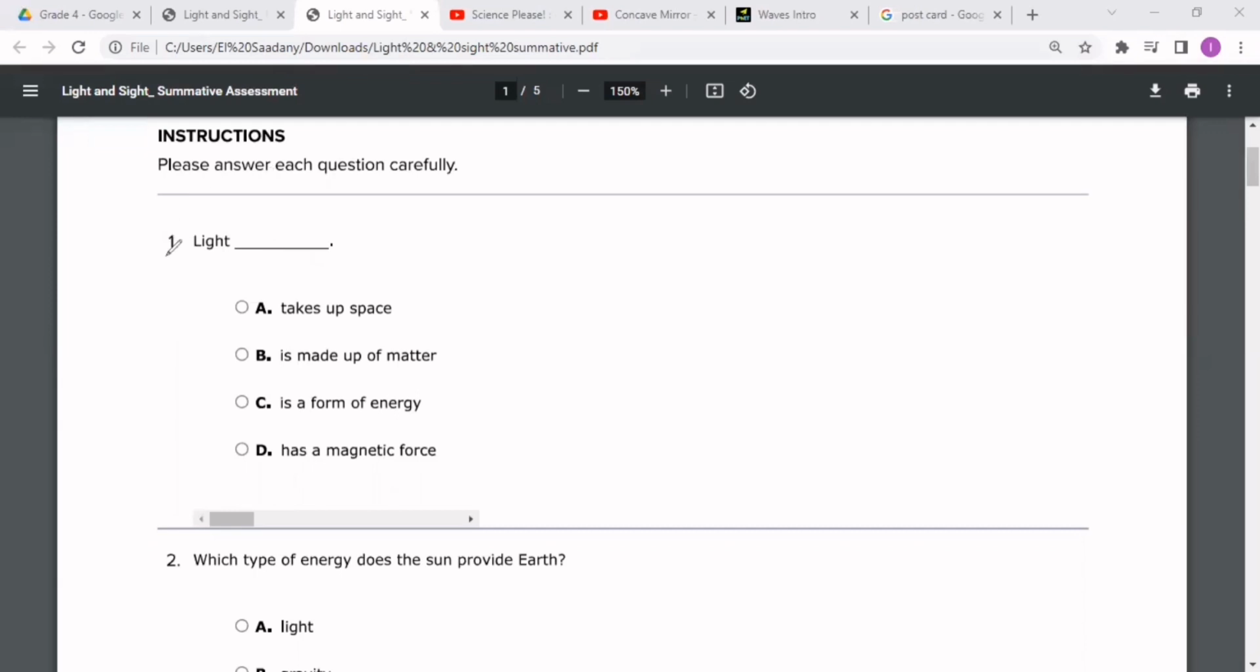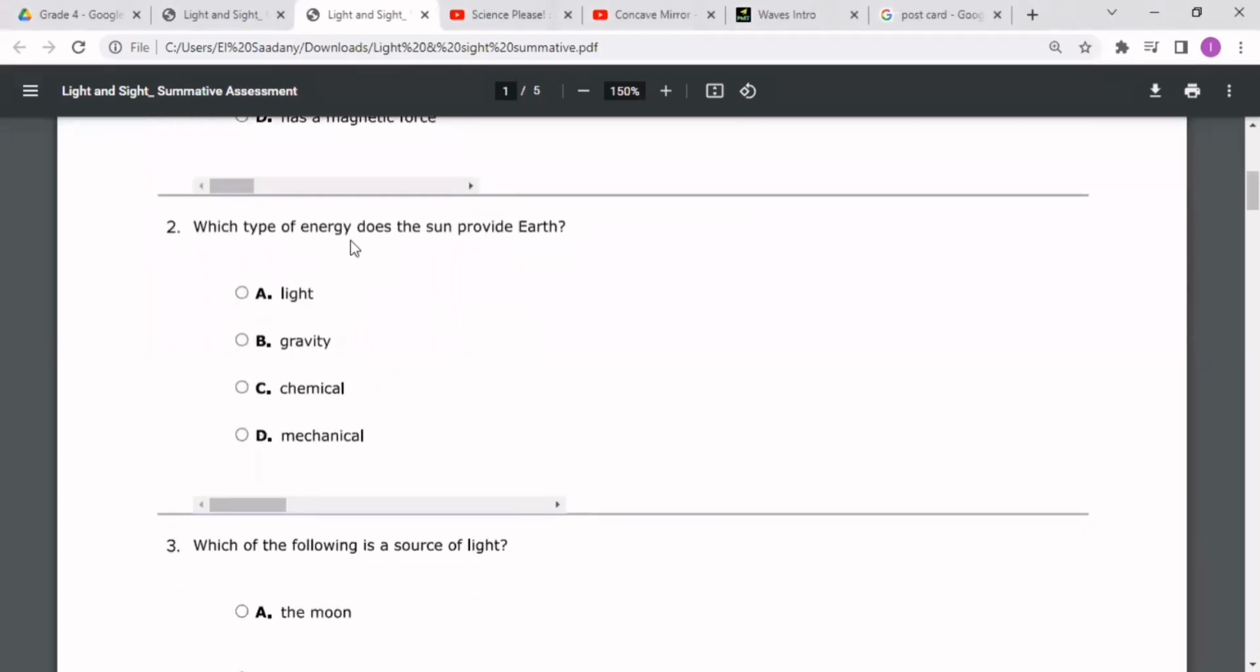The first question says, light. Does it take up space? Is it made of matter? Is it a form of energy? Or does it have a magnetic force? As we said in the sessions, light is a form of energy. Light is a form of energy that travels as waves. Okay, let's move on to the next question.